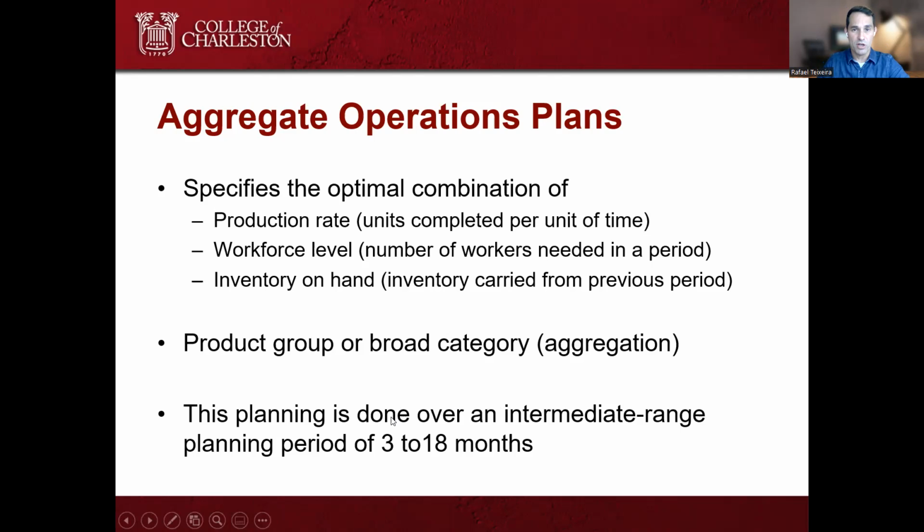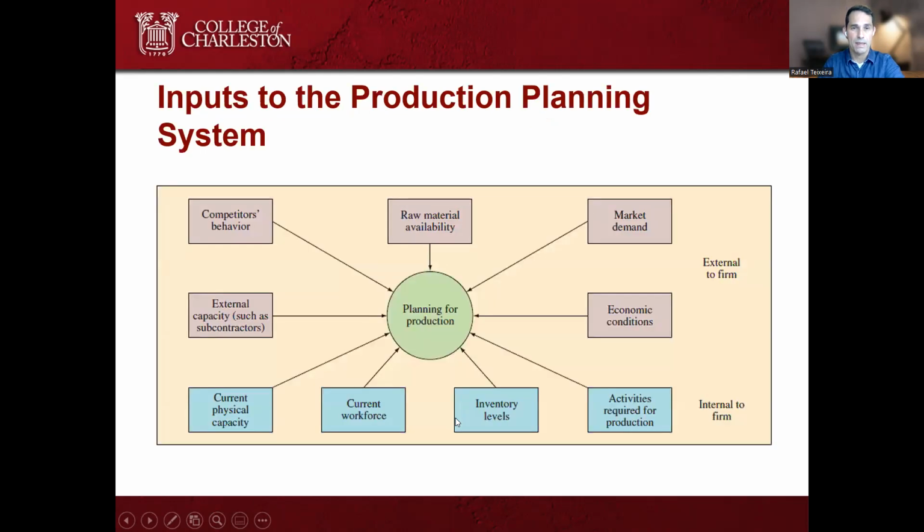Again, this sales and operations plan goes from maybe 3 months, 6 months, up to 18 months, approximately 1 year and a half. Some inputs of this sales and production operations plan are those internal to the firm, which the firm has information about: the current physical capacity, how many machines, how many people, what is our capacity right now, the current workforce, and what our inventory levels are, how many parts we have in inventory right now.